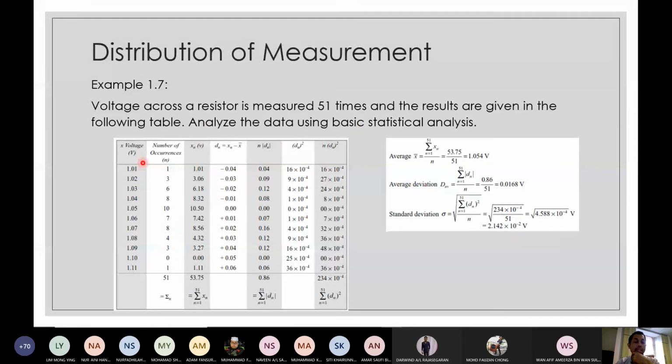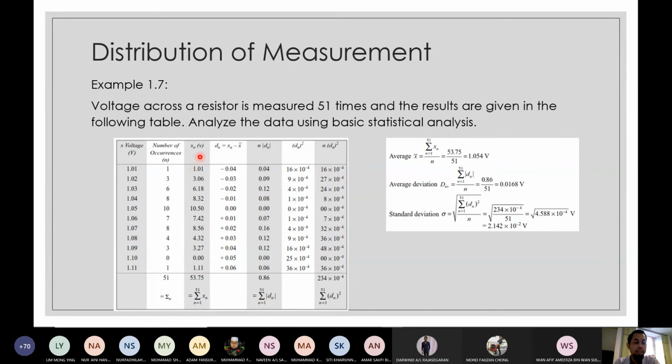So the measurement is done 51 times. This is the record. When they measured 1.01 volt, it was only once. There are 3 times when they get a measurement of 1.02, 6 times the measurement 1.03, and 10 times when they get a value of 1.05, and so on. So the total number of readings is 51.